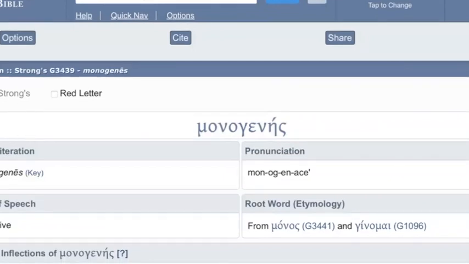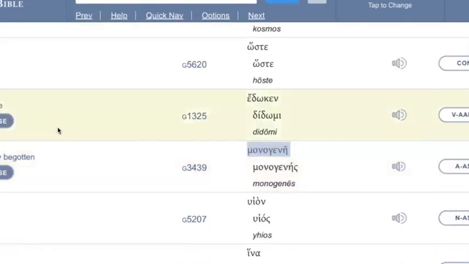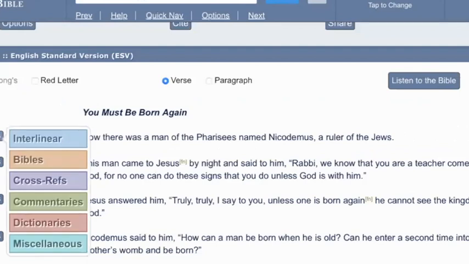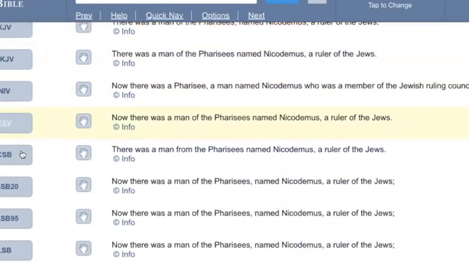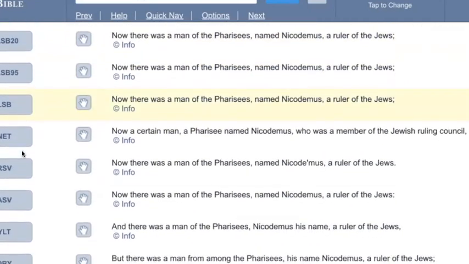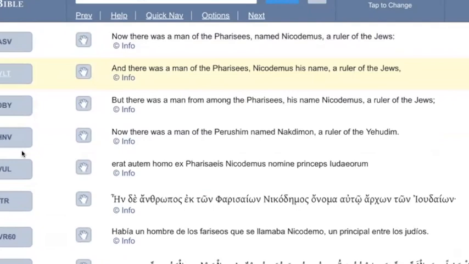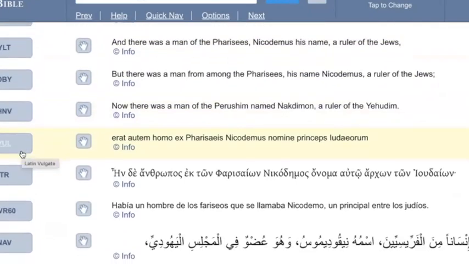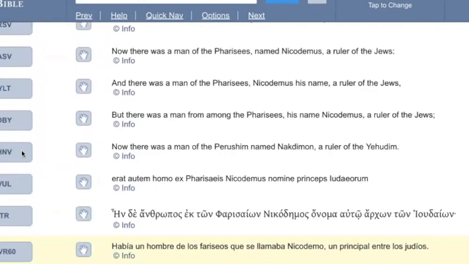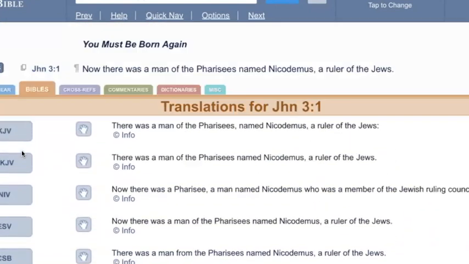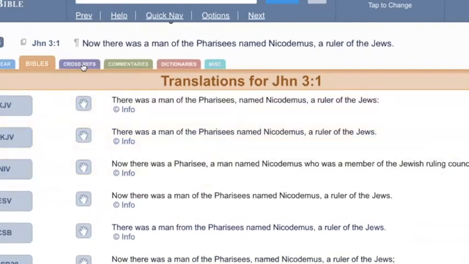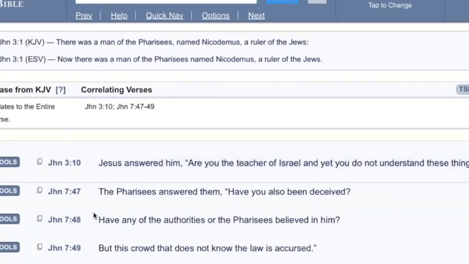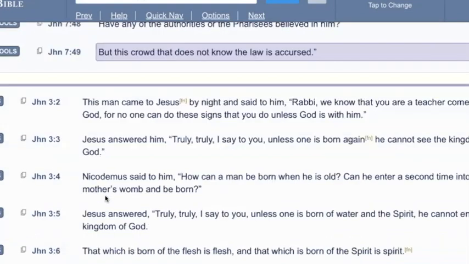So let's go back to tools. So look at Bibles. This gives us all these different translations, and we're going to talk about this in a minute. This has the same thing as Bible Gateway that I showed you a minute ago, maybe not as many translations, but it does give you some. It gives you cross references, where this idea is found in other places.